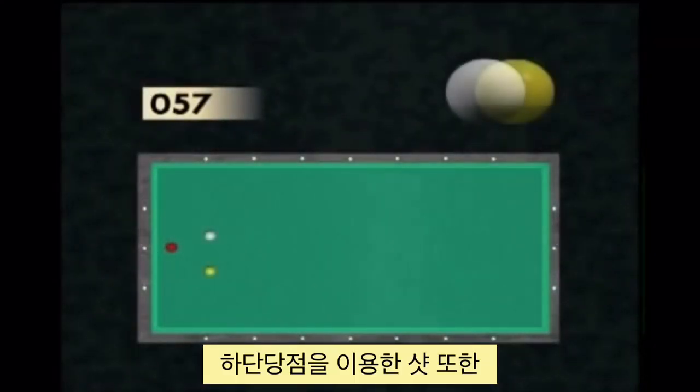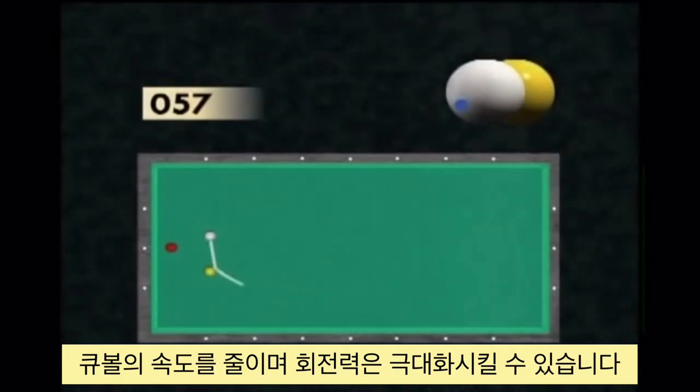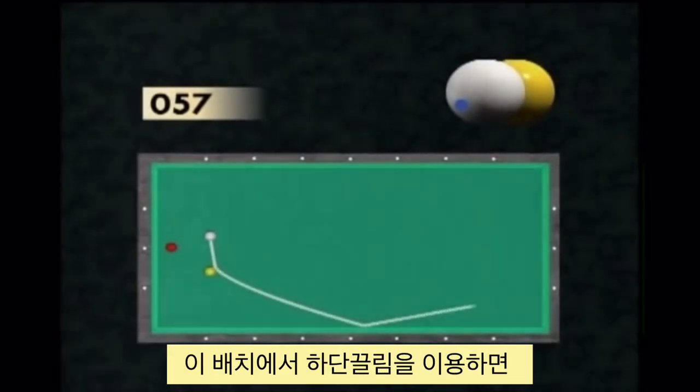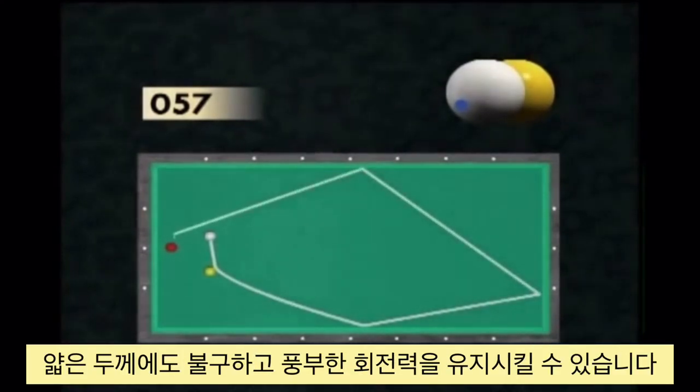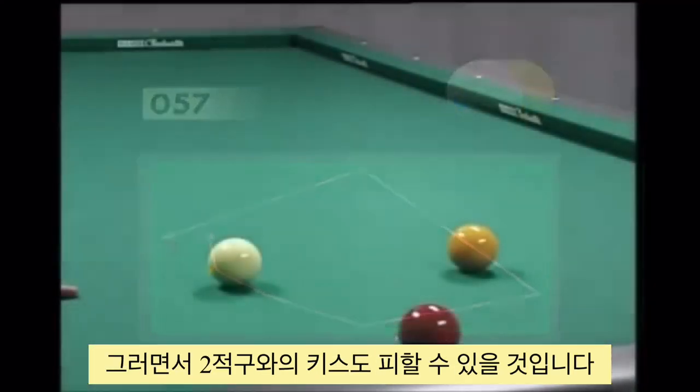The bottom English also offers the advantage of slowing down the ball by keeping a strong lateral English. So, the bottom draw allows here to create a long English by hitting the target ball thinner, an important condition to avoid a counter contact on the third ball.